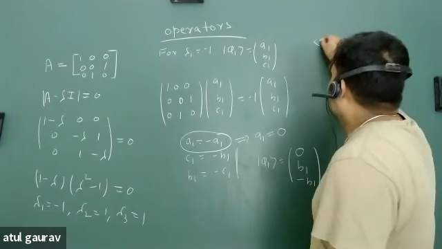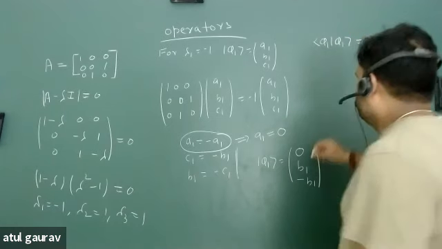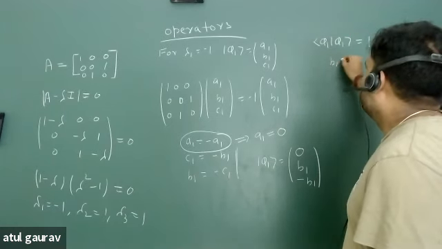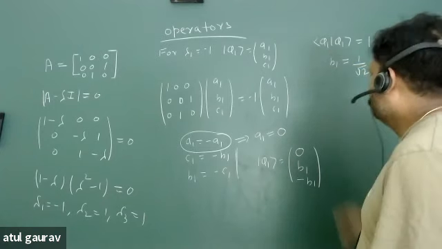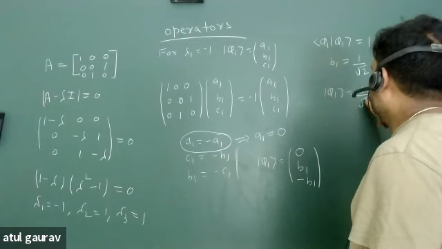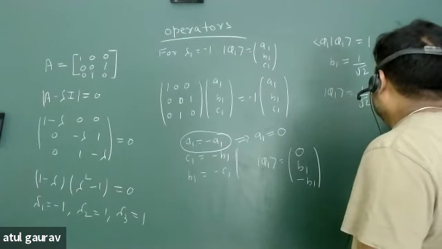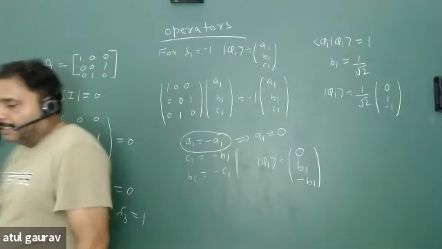So what I will do is require the norm of phi 1 to be equal to 1. From here, I can find b1 is equal to 1 by root 2. So what is my phi 1 vector? The phi 1 vector is 1 by root 2 times (0, 1, minus 1). If anybody writes (0, minus 1, 1), that is the same thing.